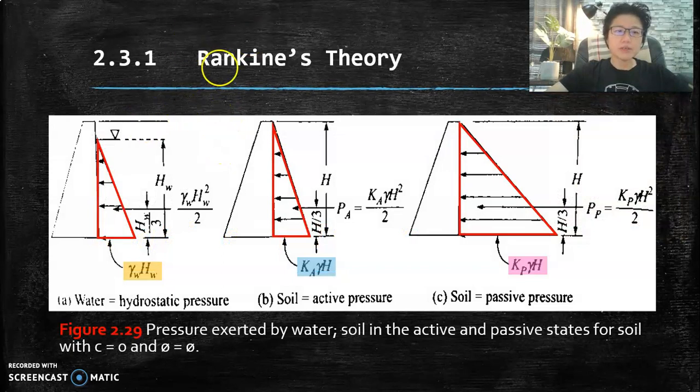As per Rankine's theory, when we try to analyze the lateral earth pressure acting behind a wall, just look at a simple diagram like this. This is the wall, and this is the soil that you are trying to retain at the back. If you are not trying to retain any soil behind the wall, there's no point in erecting the wall in the first place, right? And in the soil, usually we'll have a groundwater table, as you can see here in the inverted triangle. And this first diagram, the red triangle, shows us the water pressure.